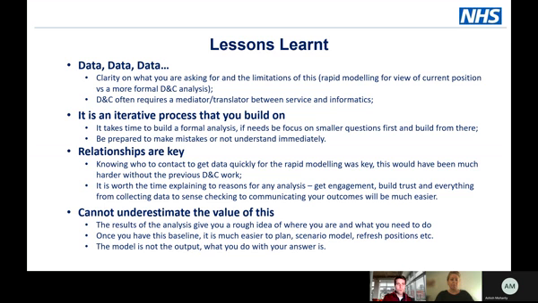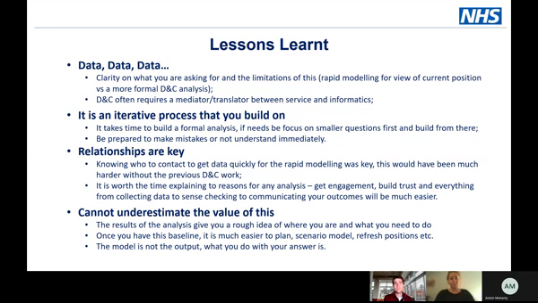And once you've got the model, that's not your output. Once you have created your core model or your system view of demand and capacity and whatever you're modelling, that isn't your output. It's what you do with it.